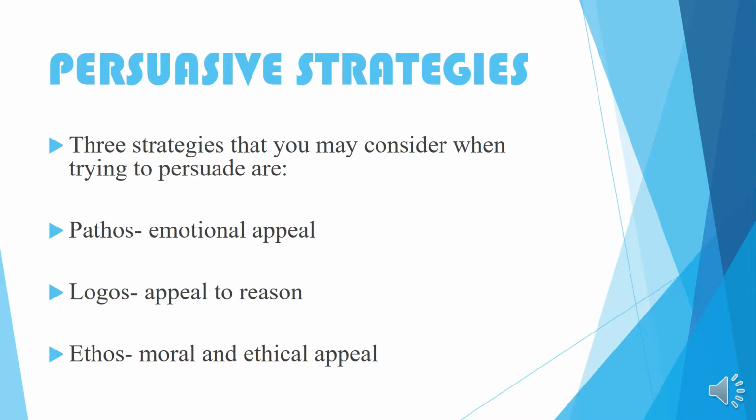Persuasive strategies. Persuasive strategies are divided into three main categories, and it is important that you consider them when you are trying to persuade someone. They are pathos, and pathos has to do with emotional appeal. Logos, and this is when you are appealing to reason. Ethos, moral and ethical appeal.